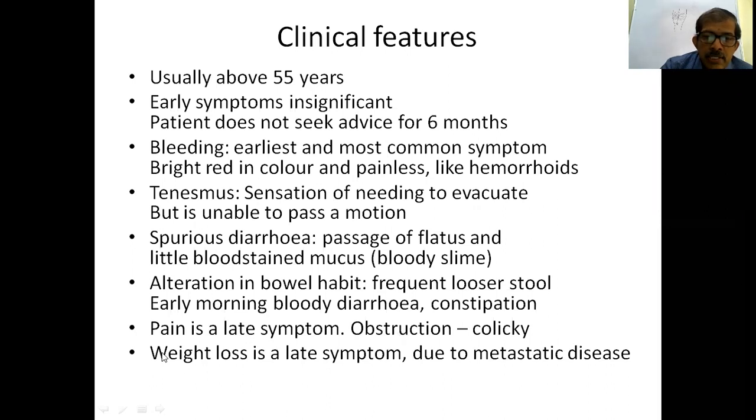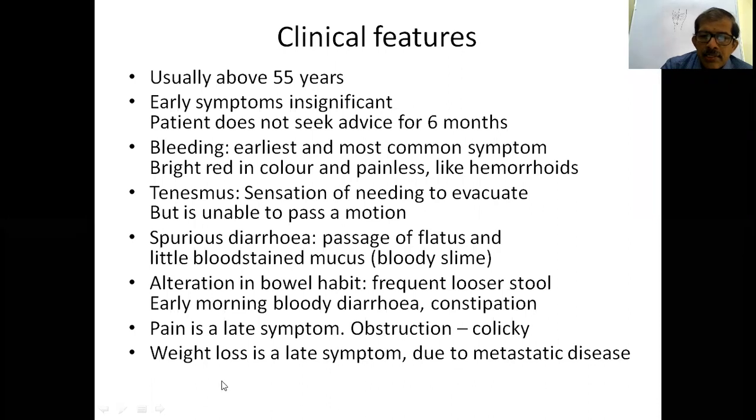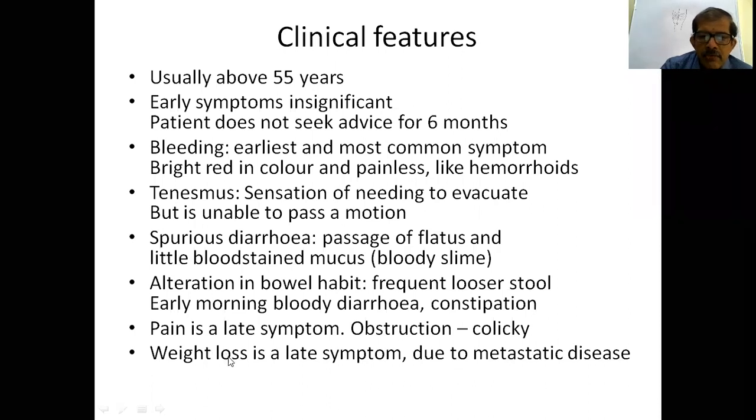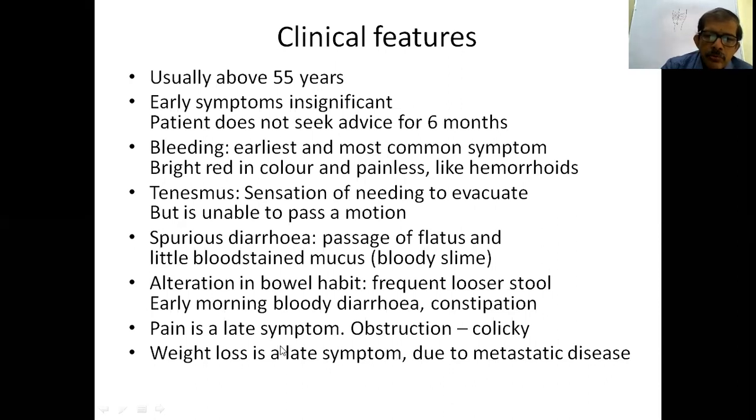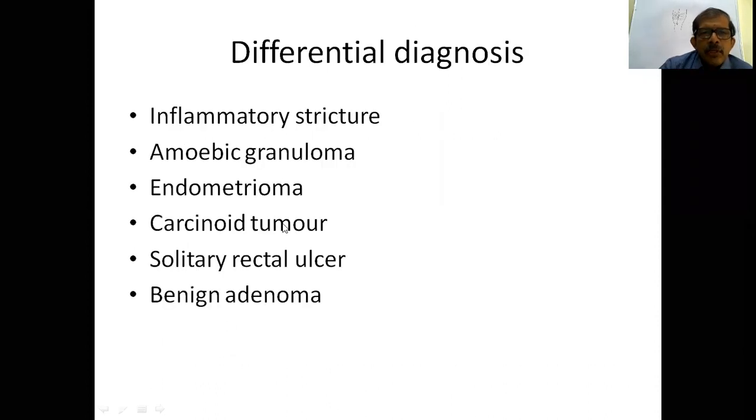So once there is weight loss, it means it is already late. It is due to secondaries in the liver. Weight loss, anorexia, if the patient complains, that is very late stage. Compared to stomach, it is still later. In stomach, though the anorexia, weight loss are there, still the patient is salvageable, whereas in carcinoma rectum it is very late. So what is the differential diagnosis?